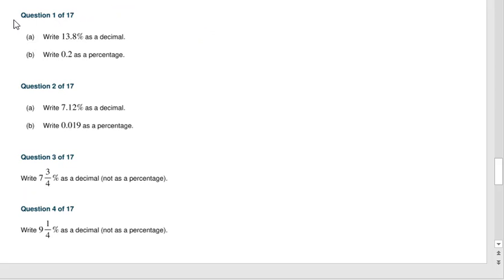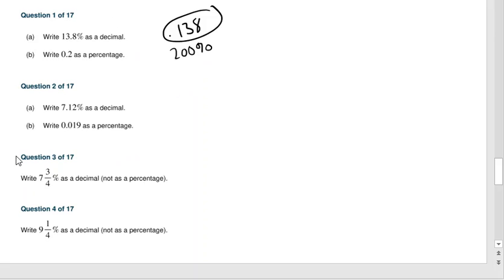So question number 1 says write 13.8% as a decimal and write 0.2 as a percentage. Okay, so remember, if you are going from a percent to a decimal, you need to divide by 100. So if you take 13.8 and you divide by 100, you're going to get 0.138. That's how you would write 13.8% as a decimal. And then to go from a decimal to a percentage, you need to multiply by 100. So 0.2 times 100 is going to be 200%.